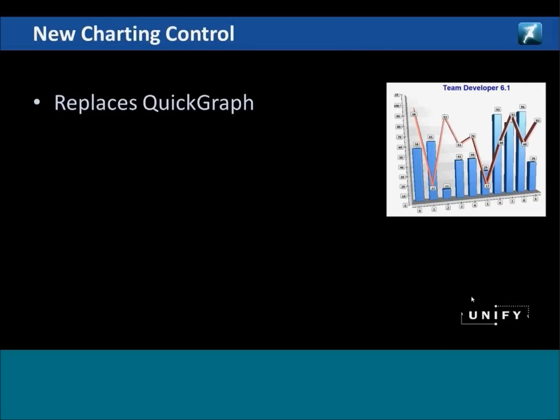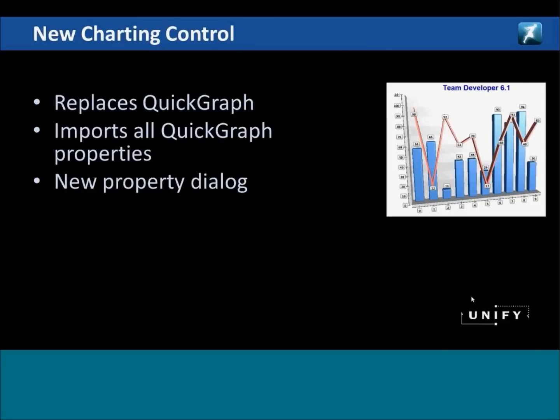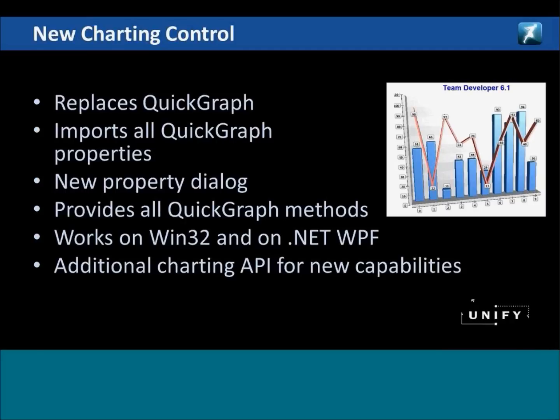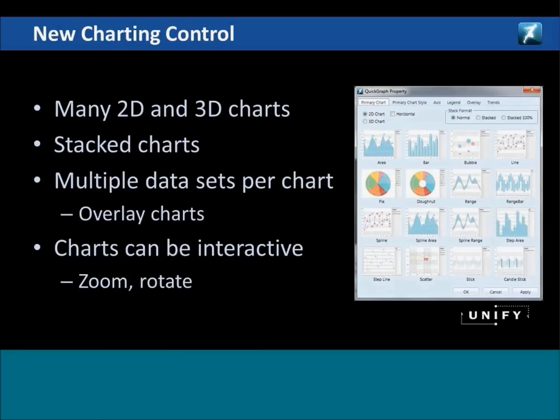The charting control replaces quick graph, imports all quick graph properties, has a new property dialog. It provides all the quick graph methods. It works on Win32 and on .NET WPF, and it provides a new charting API for its new capabilities. So there's a number of 2D and 3D charts that you can use. You can use stack charts, multiple data sets per chart, overlay.